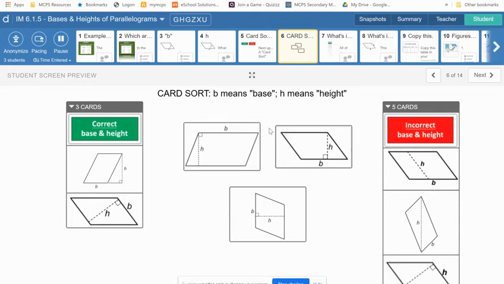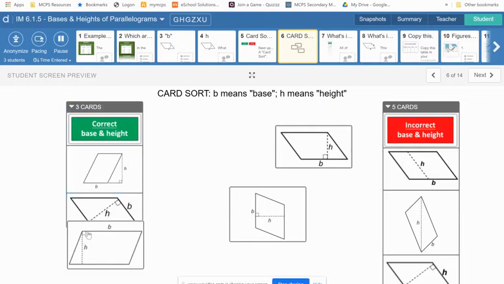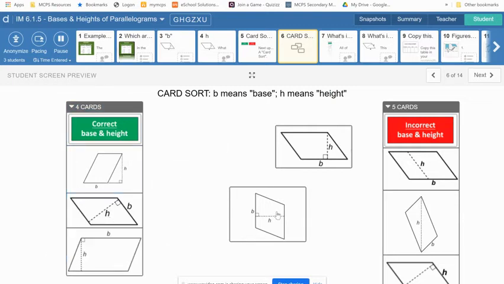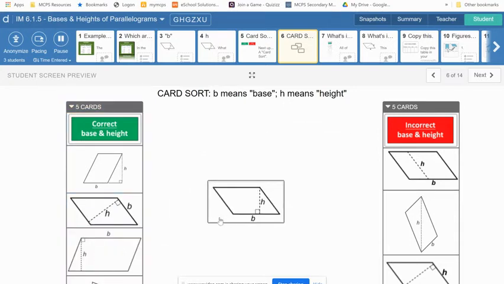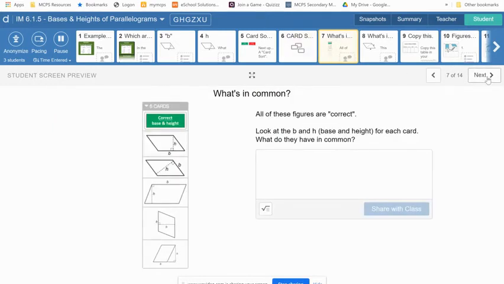Over here, they put the base up top, but they immediately drew the height straight down, and it creates a 90-degree angle. That is an example. Okay, over here, here's my base, and coming straight off of it, making a 90-degree angle is my height. That is an example. Over here, base, straight up, height, and they create a 90-degree angle. Excellent. Let's go on to the next one.